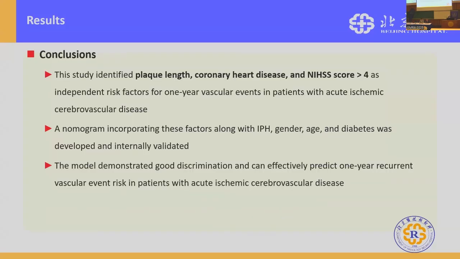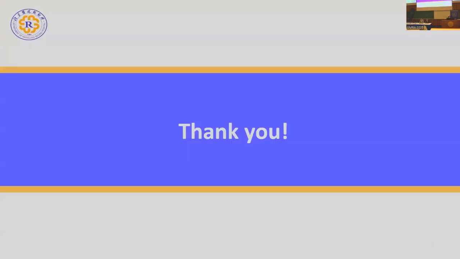Our study identified plaque length, coronary heart disease, and NIHSS score greater than 4 as independent risk factors for one-year vascular events. The developed nomogram shows good discrimination and can effectively predict recurrent risk in ischemic cerebrovascular disease patients. Thank you for your attention. I welcome your questions.